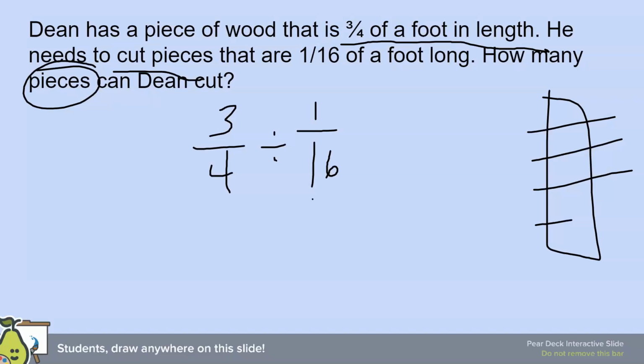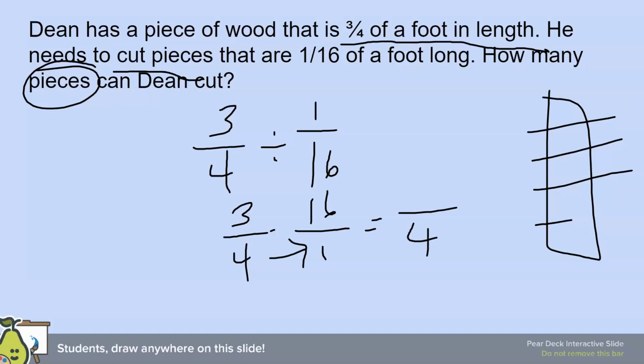Well, dividing fractions is easy as pie. You flip the second number and you multiply. So this will be 4, and then 16 times 3 is 48. And 48 divided by 4 gets me 12. So 12 pieces, he can get 12 pieces of cuts of wood of 1/16.